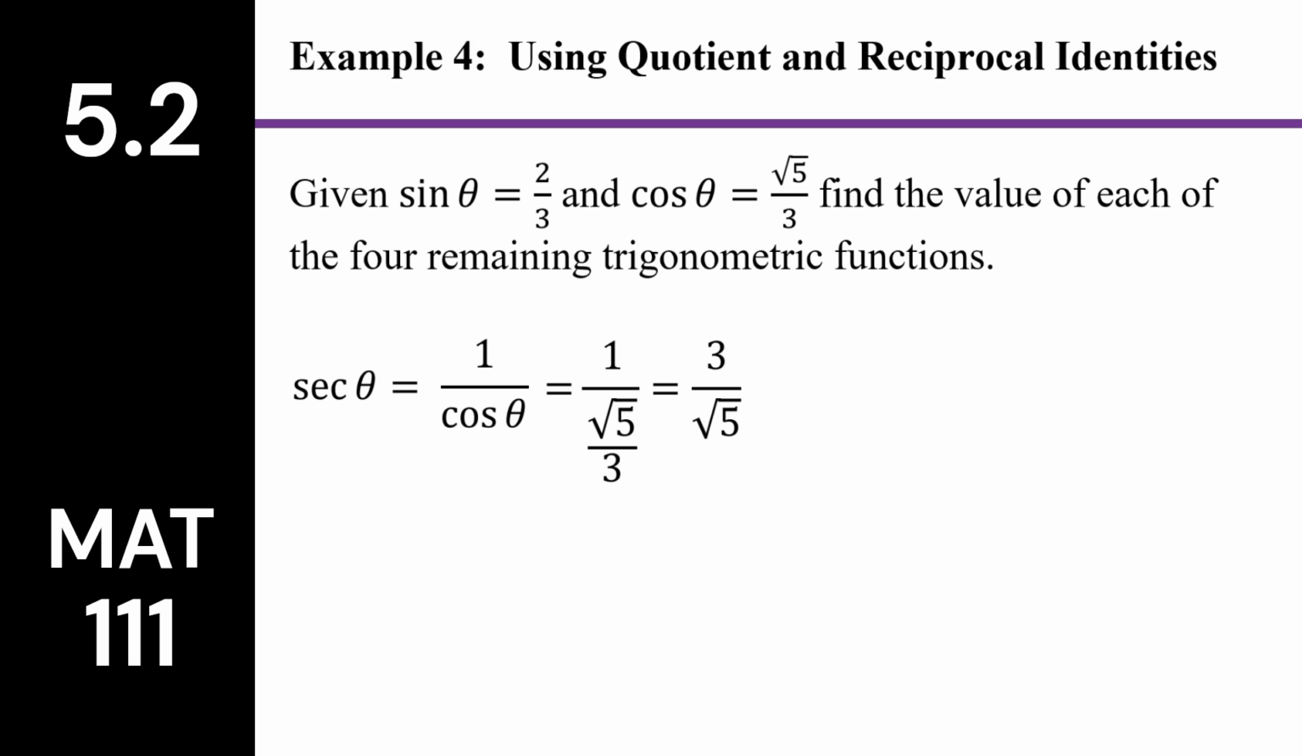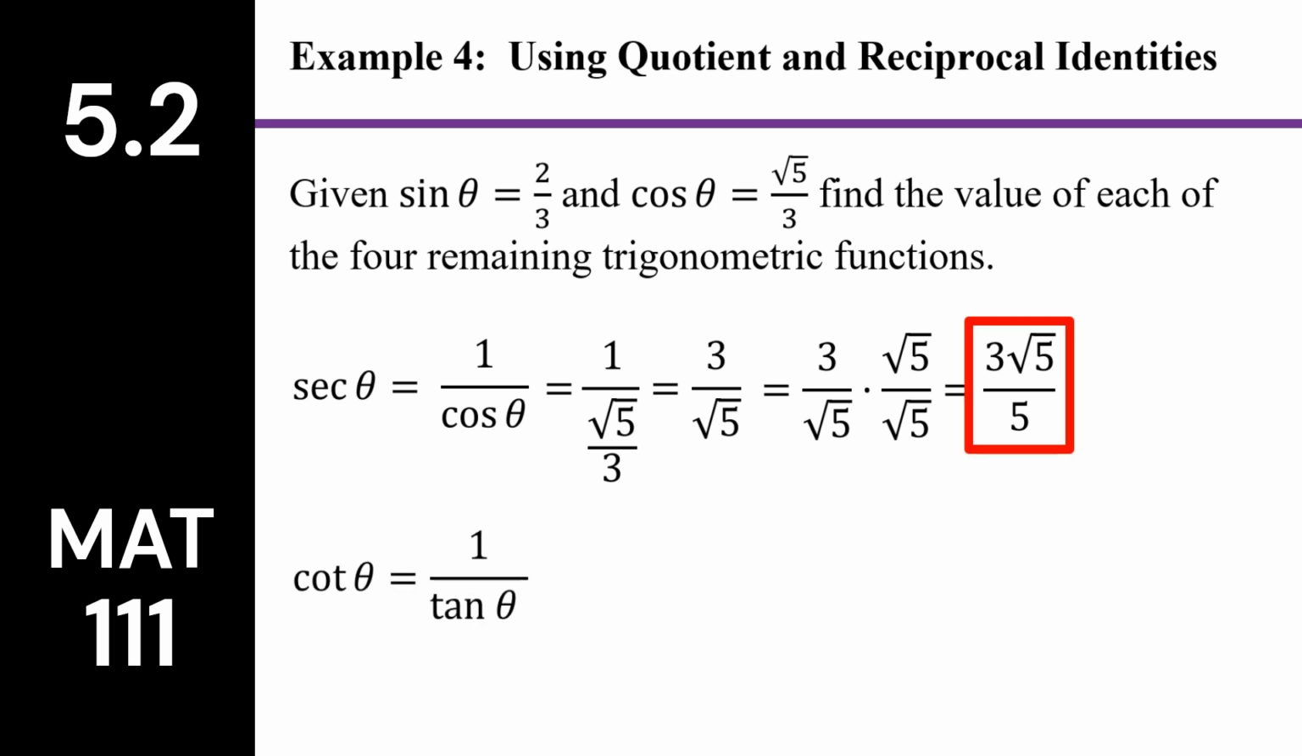...which the reciprocal is 3 over radical 5. Again, you could have just flipped the cosine directly to get to the point we're at, but now we have to rationalize the denominator by multiplying top and bottom by radical 5, and that simplifies to 3 radical 5 all over 5. Finally, we need the cotangent.